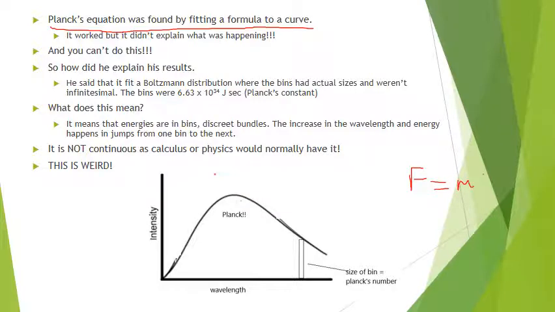Okay, when he came up with his equation to fit this curve, he just said, "I have an equation to fit this curve." And he didn't like that, and he knew that he could never present this unless he could explain it. So he had to try to explain it. He knew that he used Boltzmann's distribution to figure this out. And so what he said, and he didn't like doing this, is he said there were bins of frequencies.